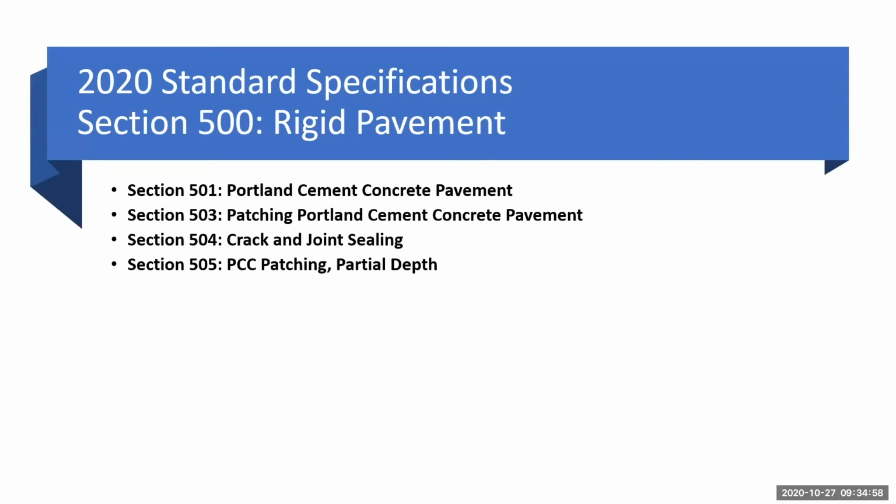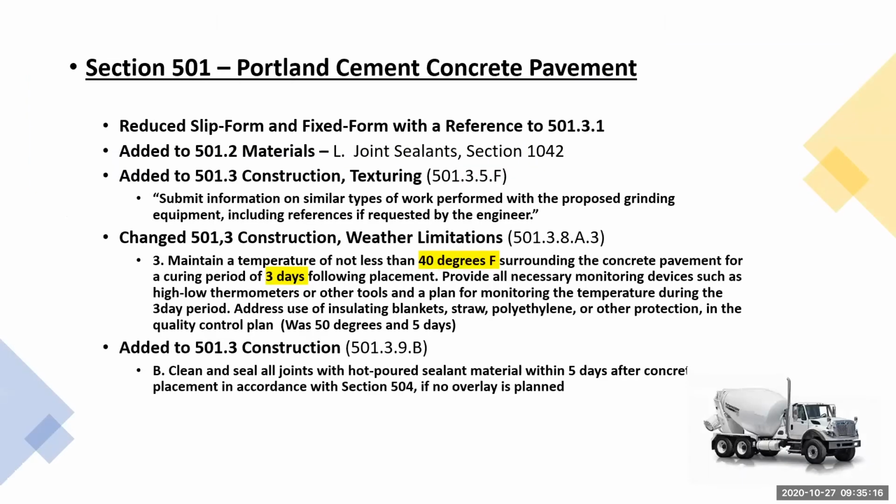Looking at the 500 section, rigid pavement. Again, a lot of the curb references in the 700 sections will reference the 500, so it is important to have that perspective. We did make some general changes in there. We reduced the language for slip form and fixed form rather than repeating ourselves. We would reference back to 501.31, the general construction of it.